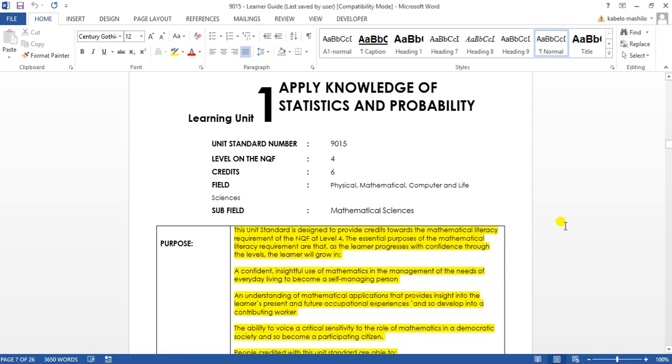Hi guys, today we'll be doing a 9015 unit standard. It's apply knowledge of statistics and probability. It's NQF level 4. It has 6 credits. It's in the field of physical, mathematical, computer, and life sciences. This unit standard is designed to provide credit towards the mathematical literacy requirement for the NQF level 4.